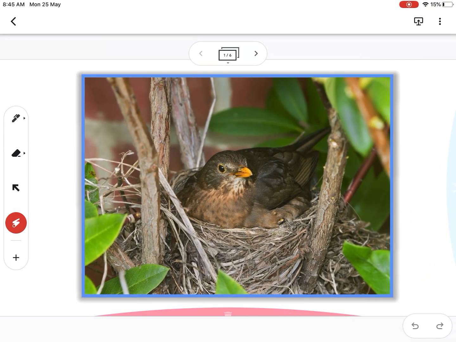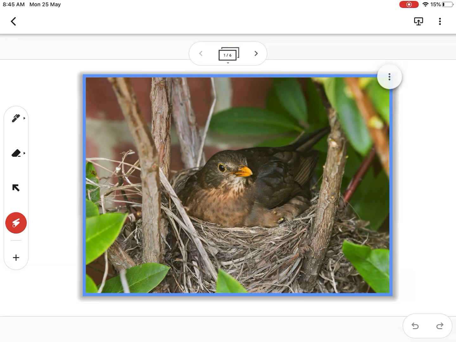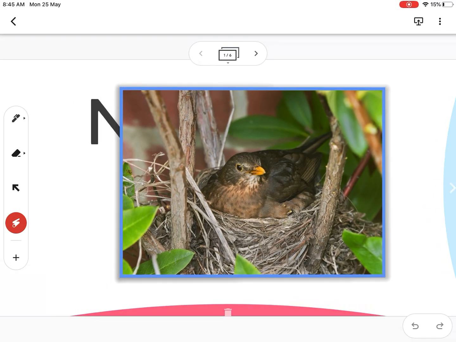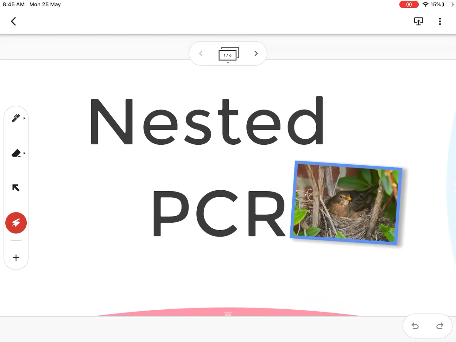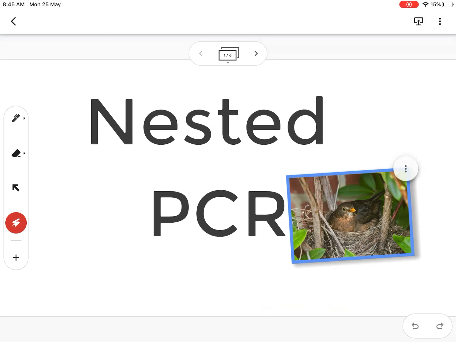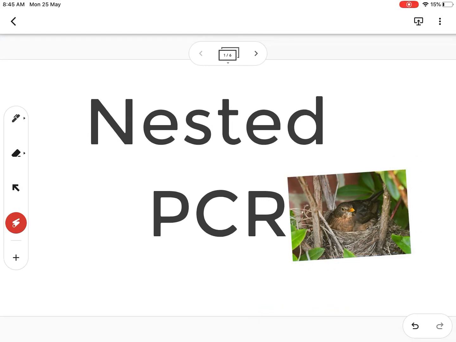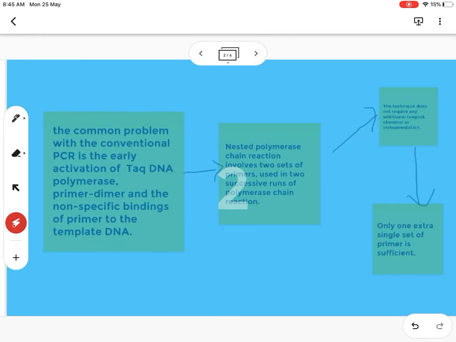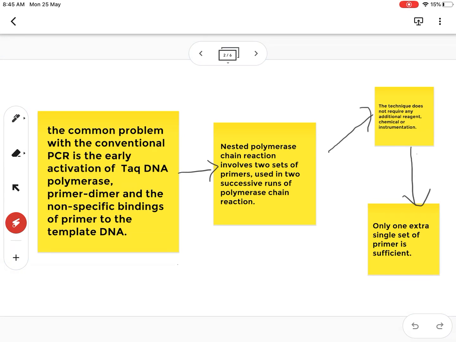So this is a bird living in the nest and this bird is called a nested bird. Now how this concept is related with nested PCR, that you will think about at the end of this lecture. So there are several problems with the conventional PCR.